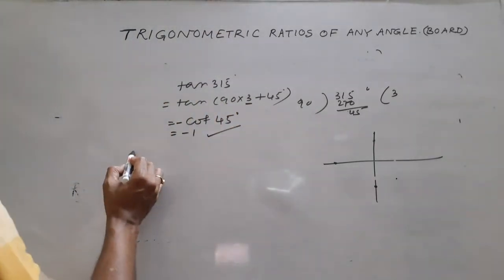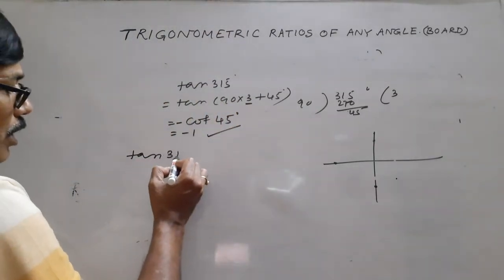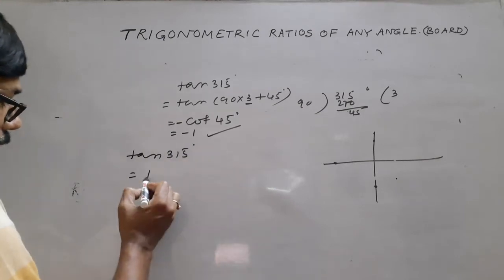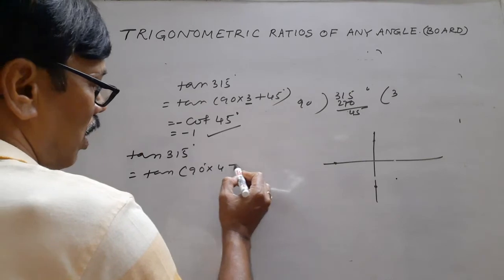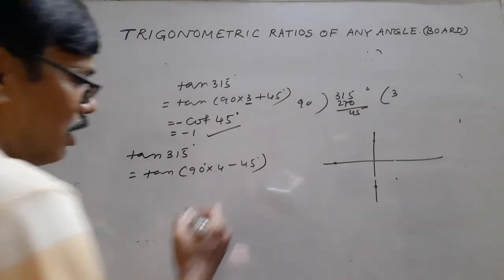1. So now you can also solve it. Look, tan 90 degree into 4 minus 45 degree.